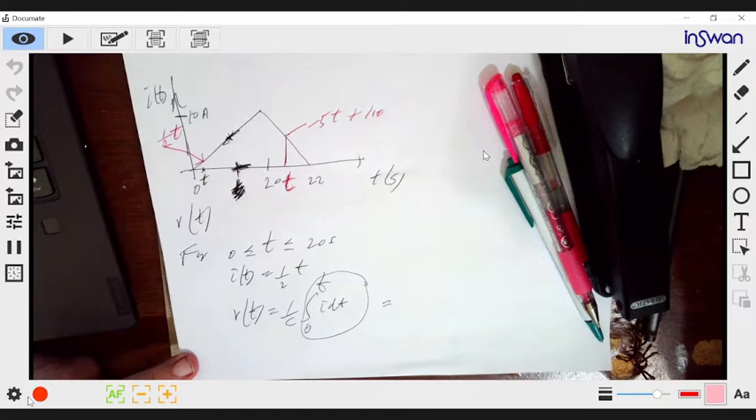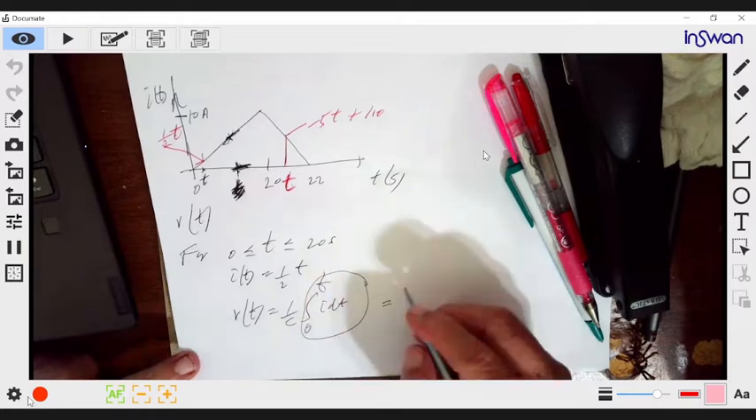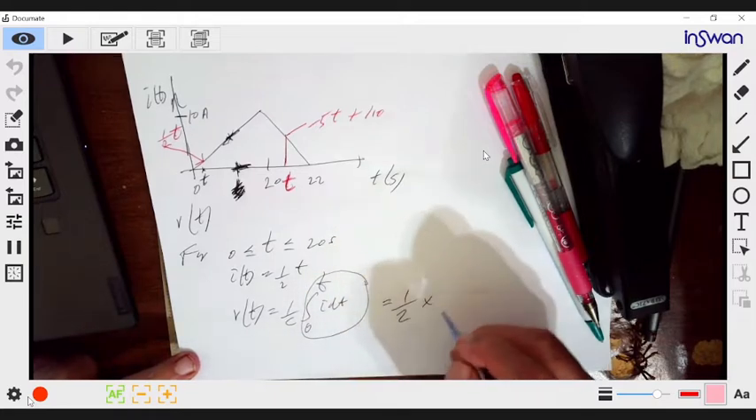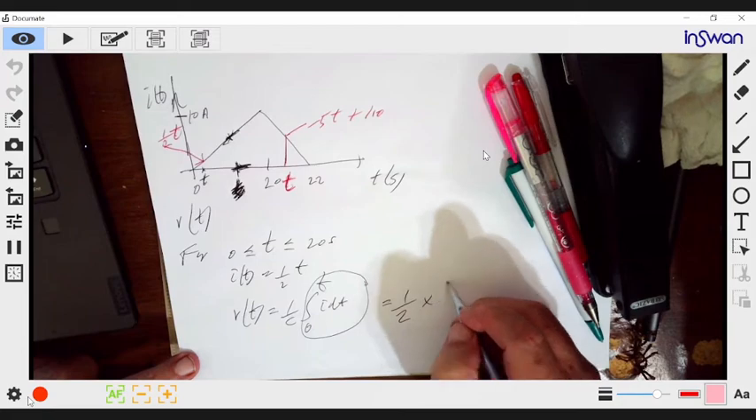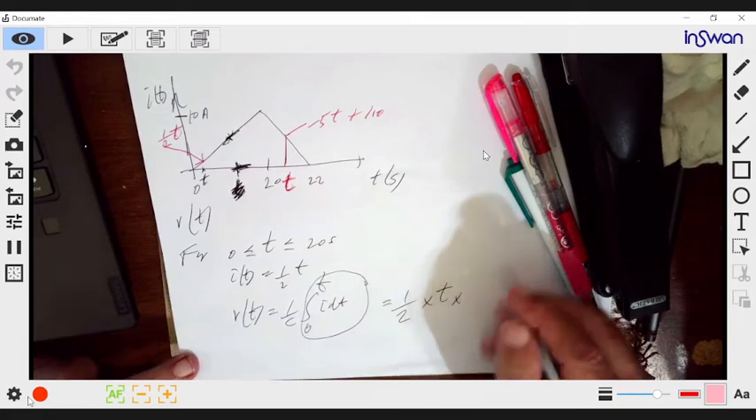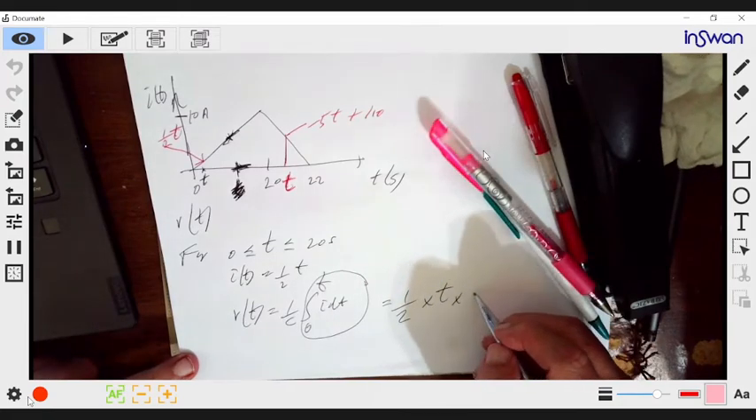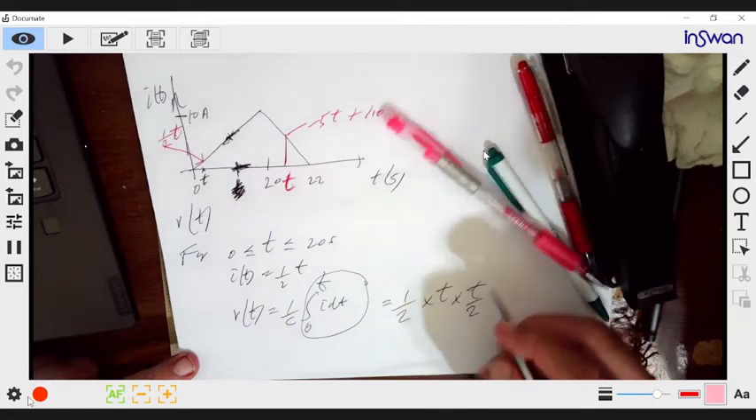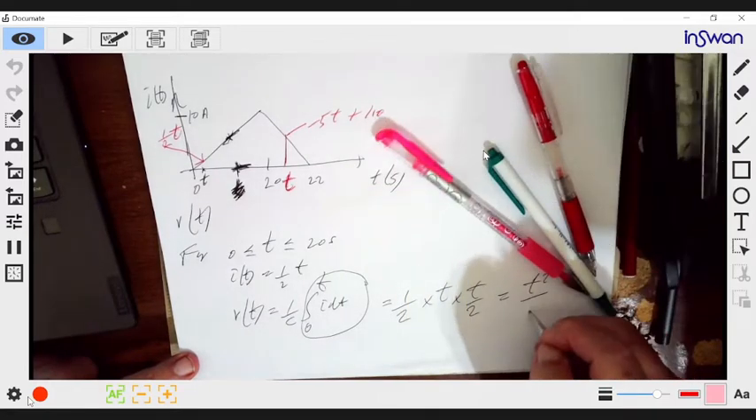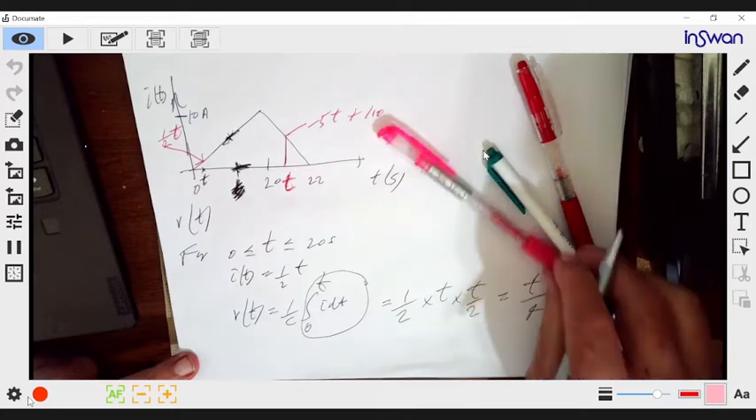That's half times the time times the current. And Mr. Beauchamp, we're back to where we started. What is the current? Half of the time. Thank you very much. Therefore, we have half the base, the base is T, times T over 2, times the height, and the height is T over 2. And therefore, that is T squared over 4.